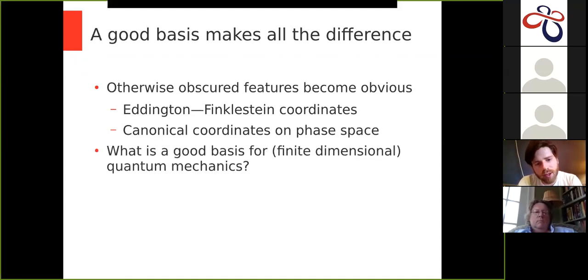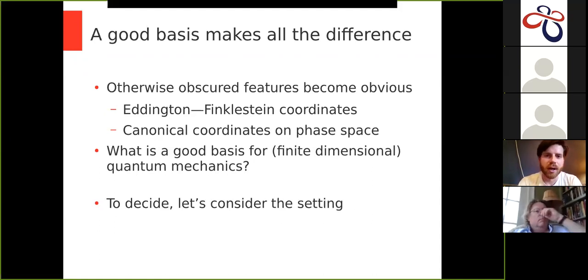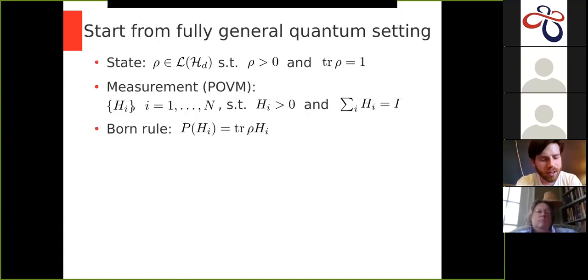So what is a good basis for finite dimensional quantum mechanics? In this talk, I am always going to be talking about finite dimensional quantum mechanics. So to decide, let's first go back and consider the most general quantum setting. I do this particularly because in my experience, people are not used to thinking in the most general terms. They often restrict themselves to pure states, as some people already have in this conference. And more typically, people restrict the actual measurements that they're interested in, even though they are at least peripherally aware of positive operator valued measures, they haven't thought about them in a long time in many cases.